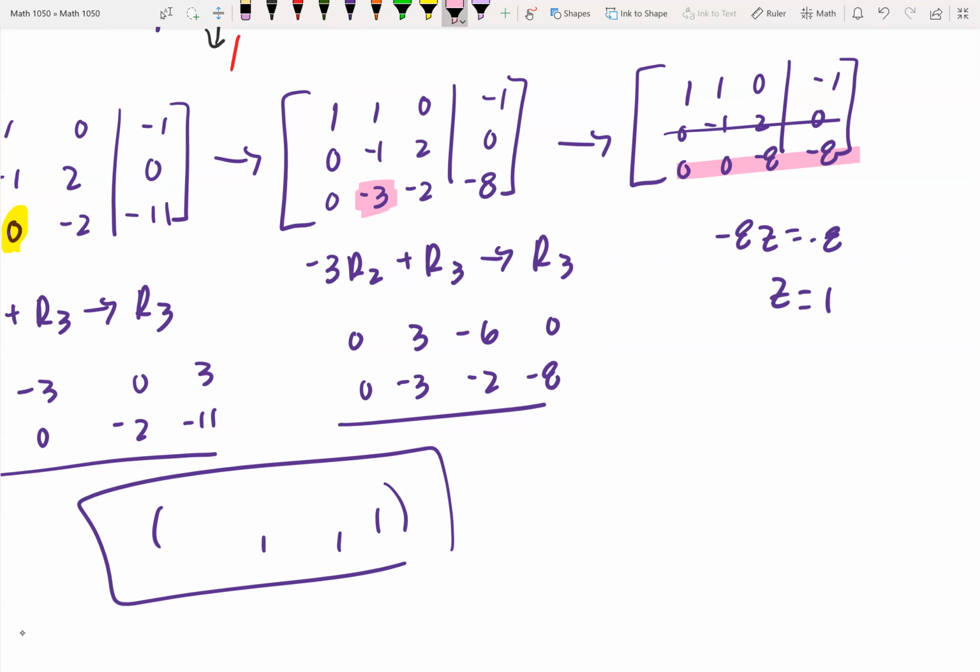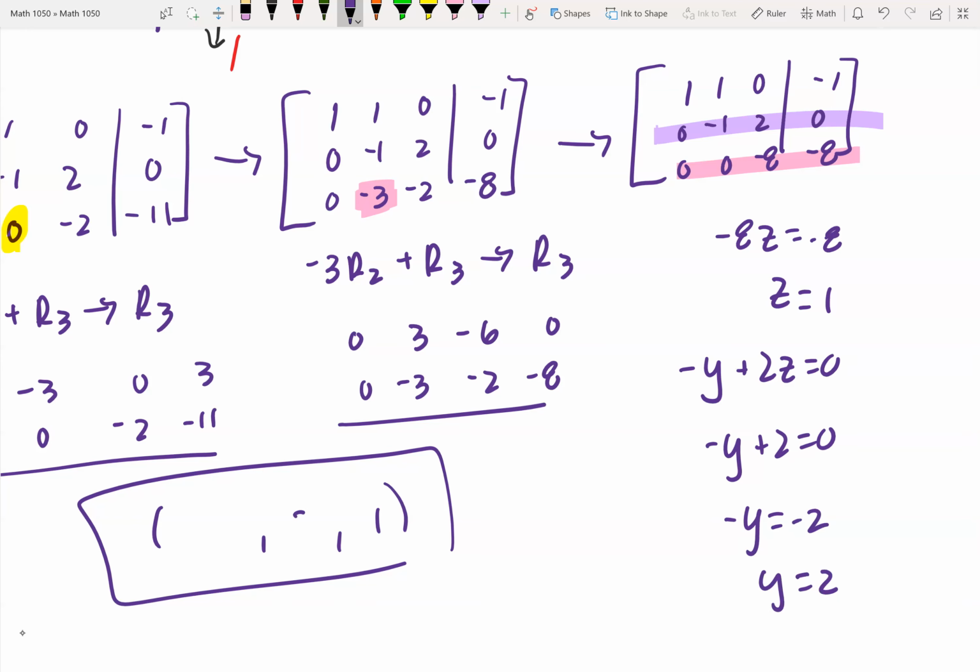Then I'm going to go here. Oops, didn't mean to cross that. I meant to highlight that. Now I'm going to go here. And so that is -y plus 2z equals 0. Z is a 1. So -y plus 2 equals 0. So -y equals -2. So y equals 2.